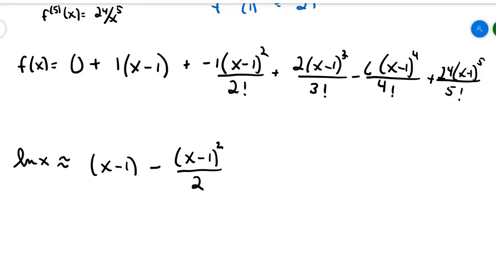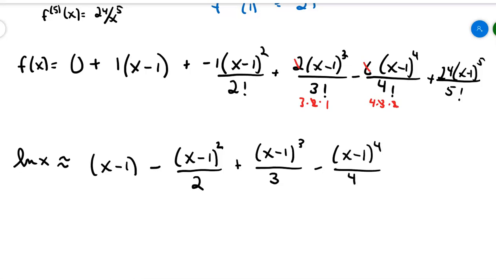Okay. Take a look at this guy over here. This 3 factorial, isn't this 3 times 2 times 1? Well, that 2 over there will cancel that 2 up there, and all of a sudden I don't have a factorial anymore. I've got x minus 1 to the third over 3. I'll bet something similar happens in this next one. 4 factorial is 4 times 3 times 2. Well, that 6 up here cancels both the 3 and the 2 on the bottom, and I end up with a minus x minus 1 to the fourth, and the only thing left on the bottom is a 4.